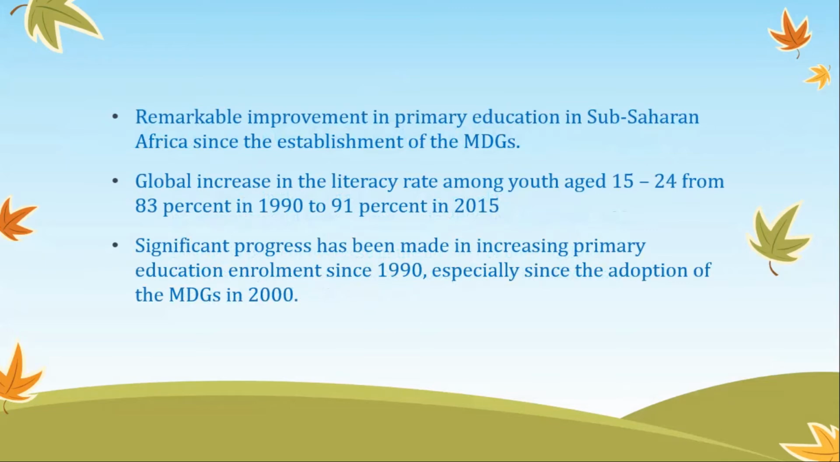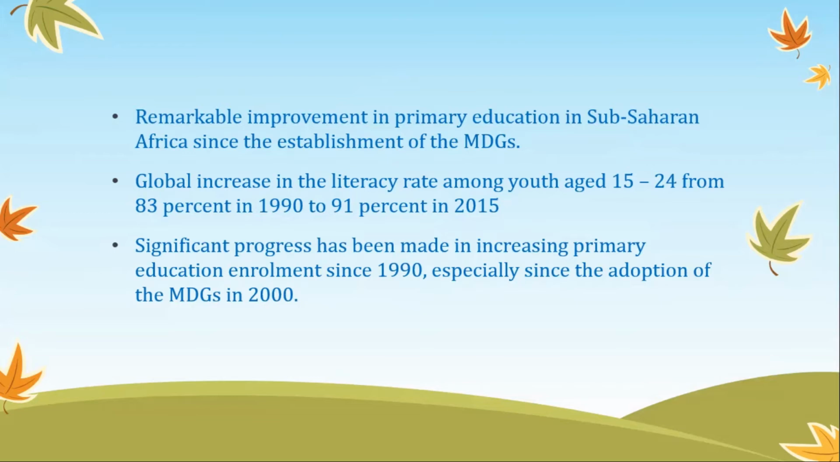Remarkable improvement in primary education in sub-Saharan Africa since the establishment of the MDGs. The net enrollment rate increased from 8% in the period between 1990 and 2000 to 20% in the period between 2000 and 2015. Global increase in the literacy rate among youth aged 15 to 24 from 83% in 1990 to 91% in 2015.